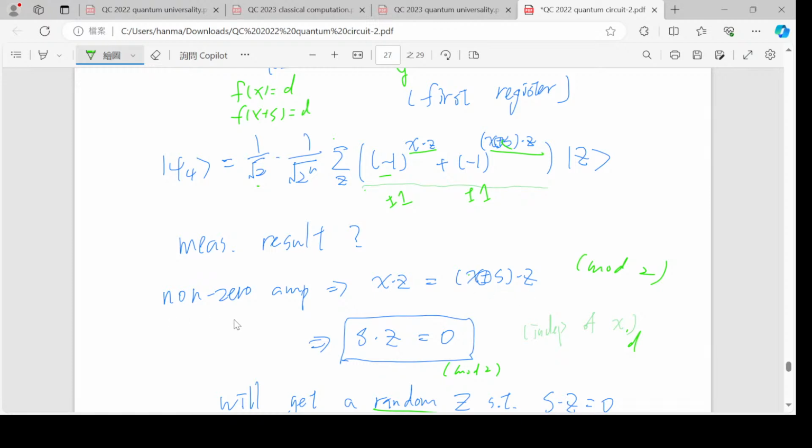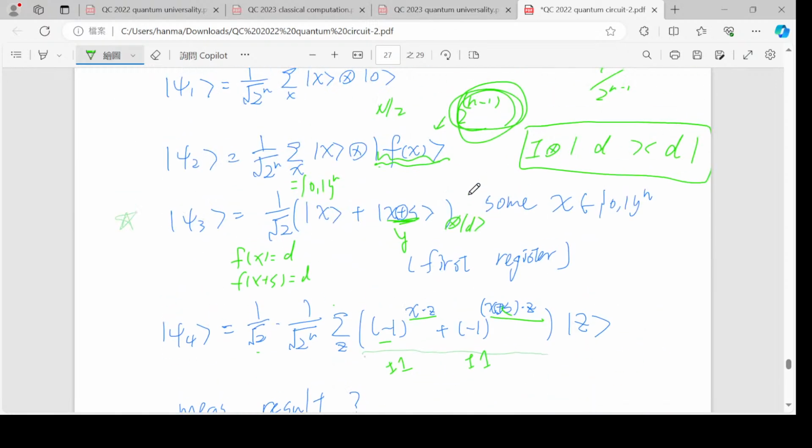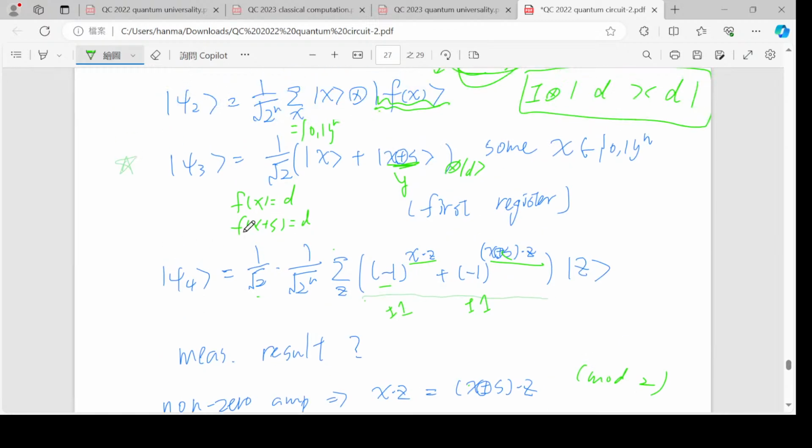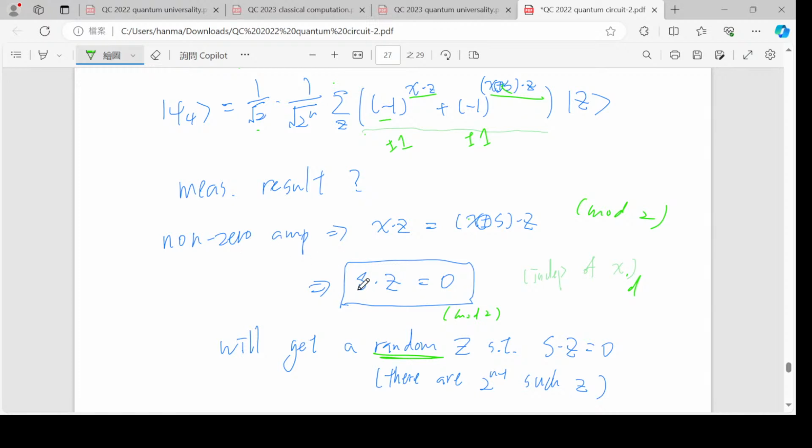Then we do algebraic manipulation. We multiply this out, and we see there is x dot z on both sides, so we cancel x dot z on both sides. Then we just get s dot z equal to 0. That's independent of x. So whatever x we find out here doesn't matter, we are always going to get this relationship back. So we are going to get some z. Remember, z is the measurement outcome.